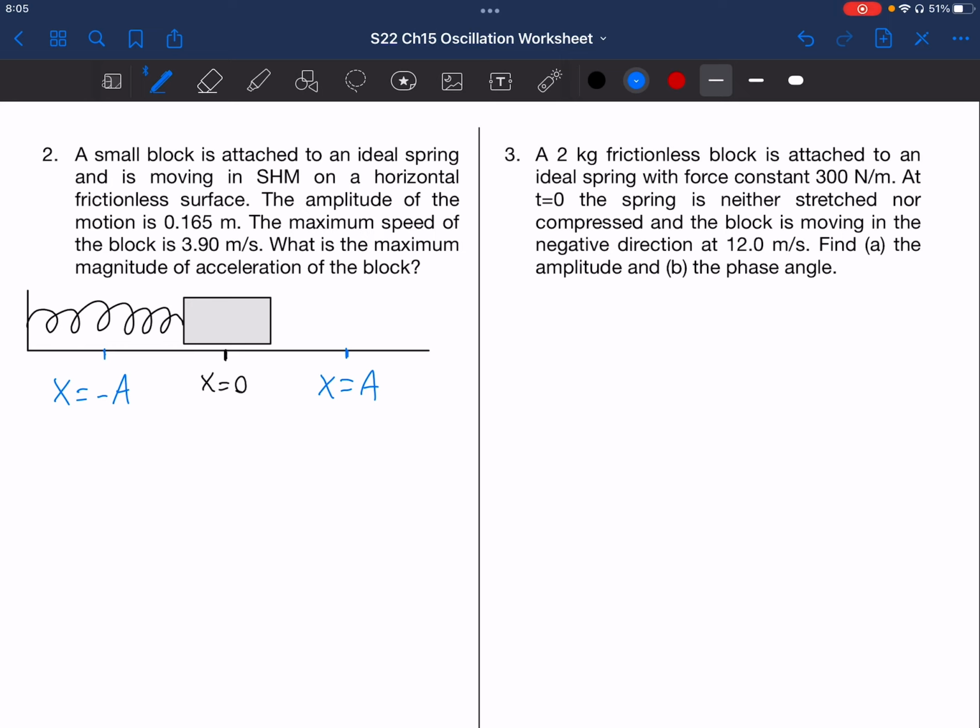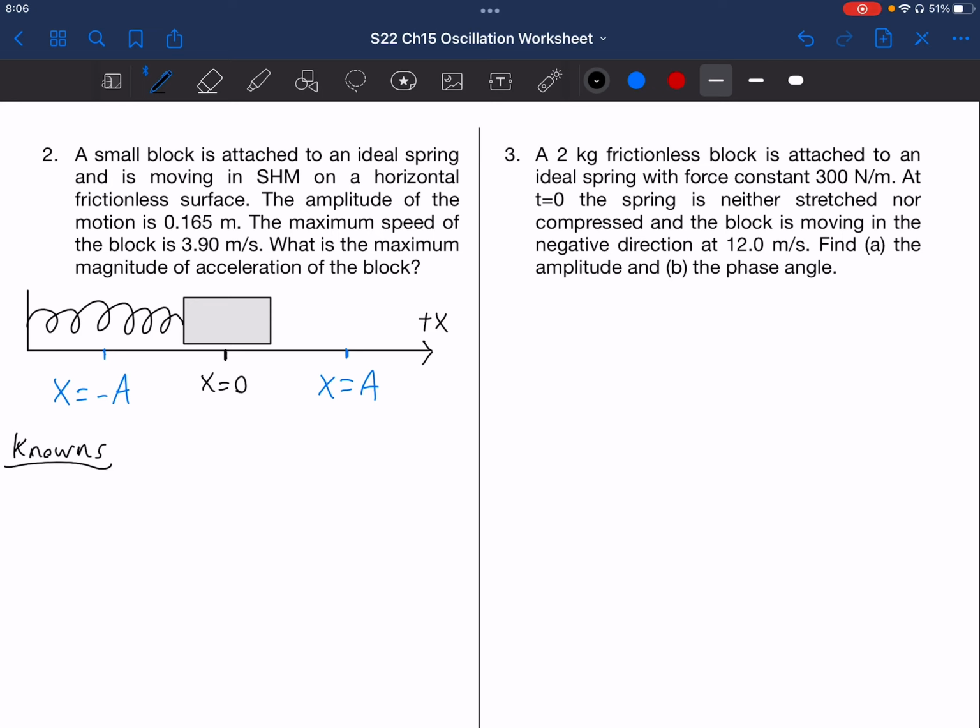So that's our picture, and we always define the plus x direction to be when we are stretching the spring, and the minus x direction is therefore when we're compressing the spring. Okay, with that setup, which is the same setup for most of these spring oscillation problems, we have to then go ahead and write down our knowns.